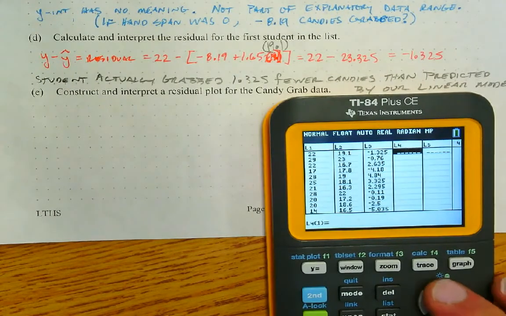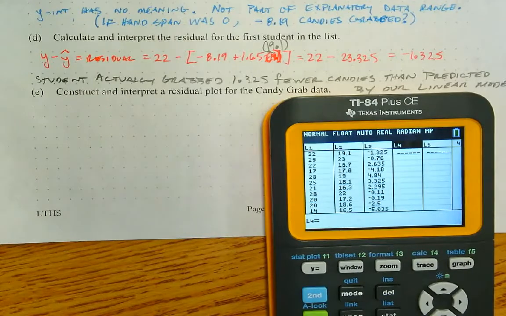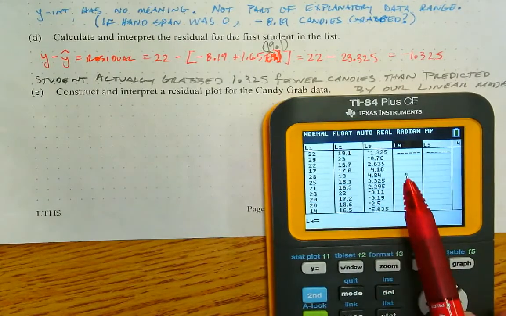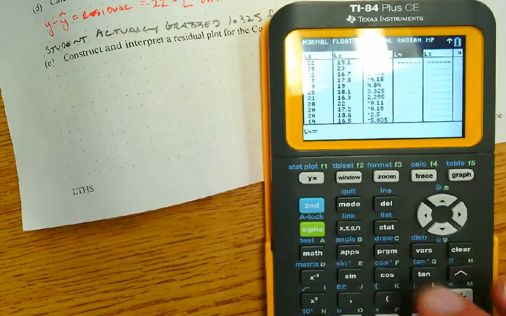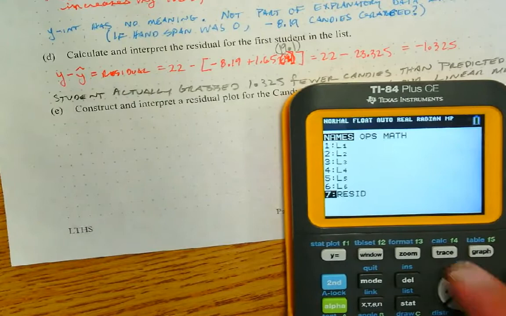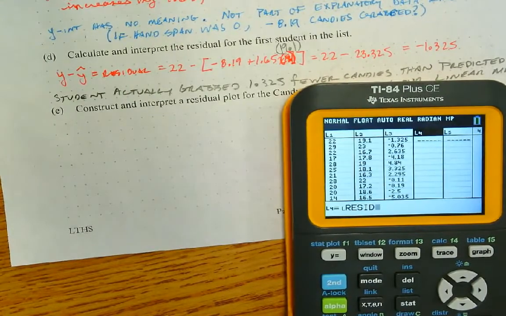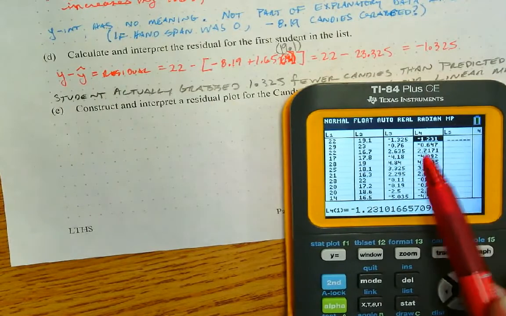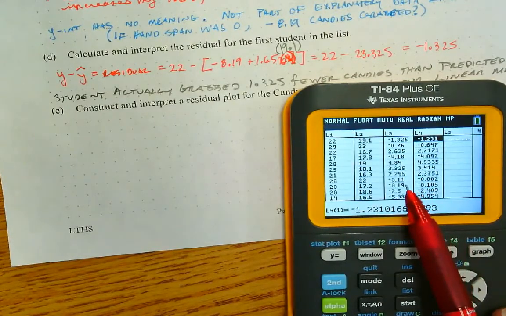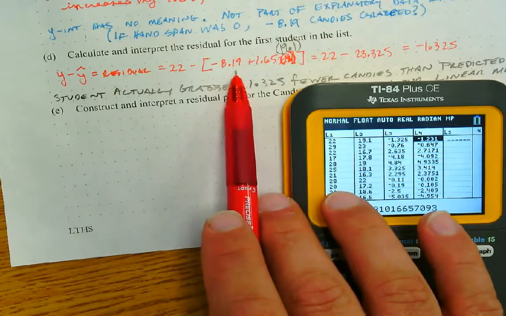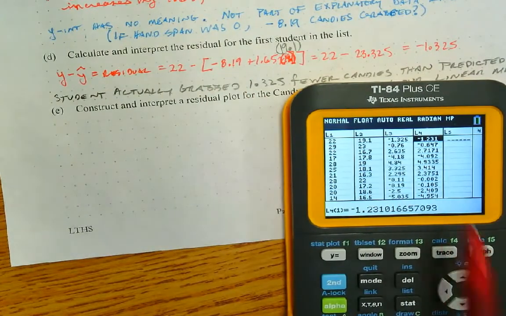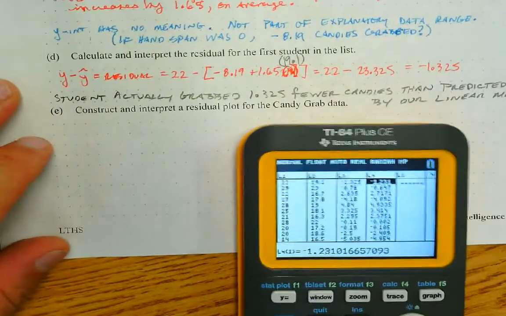I could also calculate my residuals in a different way. Let me come to L4, go up to the top, and hit second stat to get to the list, and look down here, we see the residuals. Let me put all my residuals into list 4, and notice that these match closely, but there are a little bit of differences, and those little differences are primarily due to the rounding that we had here. So really list 4 is going to be the better one to use.